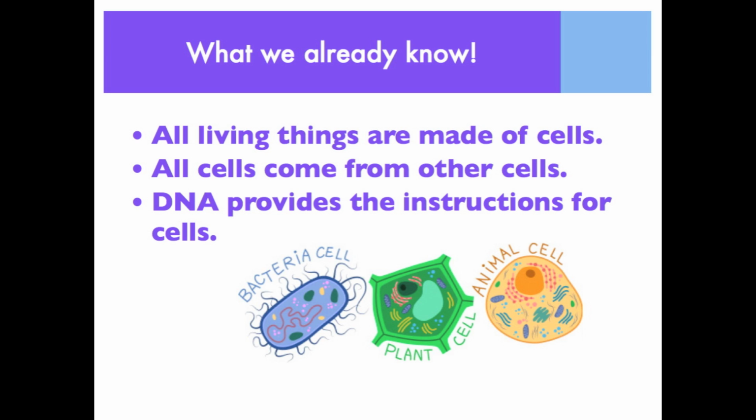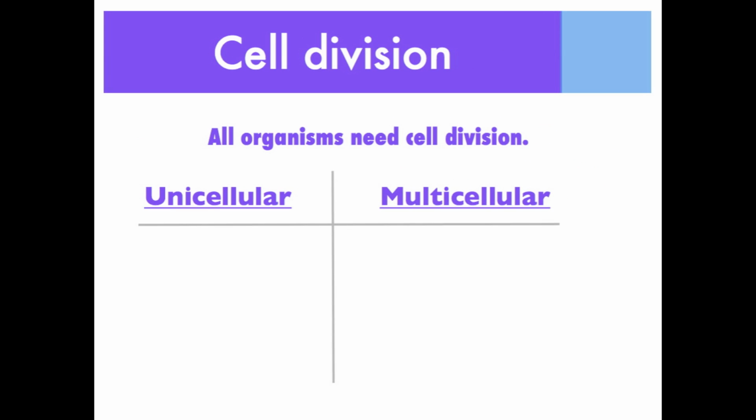So what do we already know? Well, if you're living, you're made of cells. New cells can only come from existing cells, and DNA is the cell's instructions. All organisms need cell division, but for different reasons.